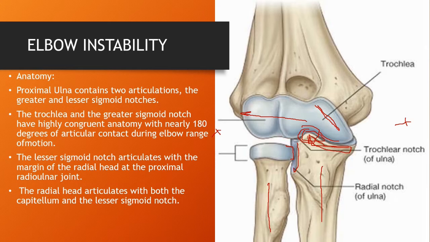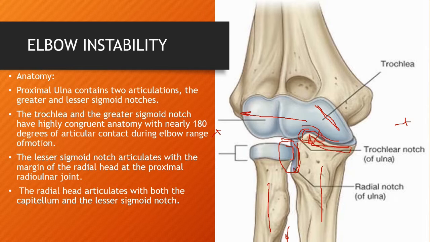The lesser sigmoid notch articulates with the margin of the radial head at the proximal radio-ulnar joint. So this is the proximal radio-ulnar joint here. And then obviously the distal radio-ulnar joint is down at the wrist.